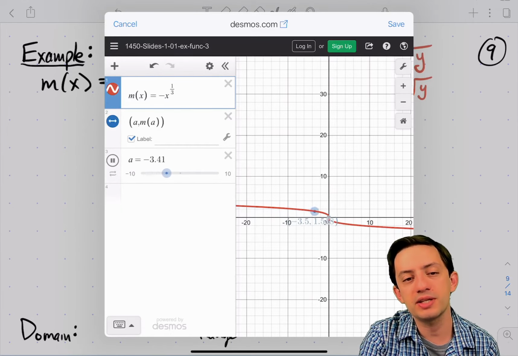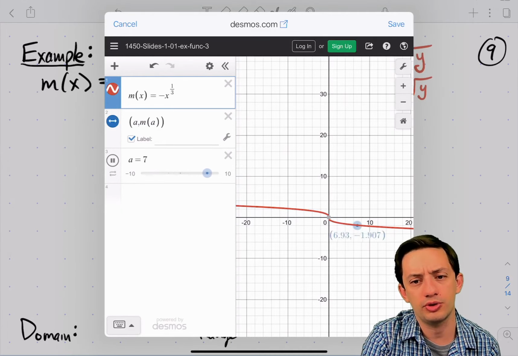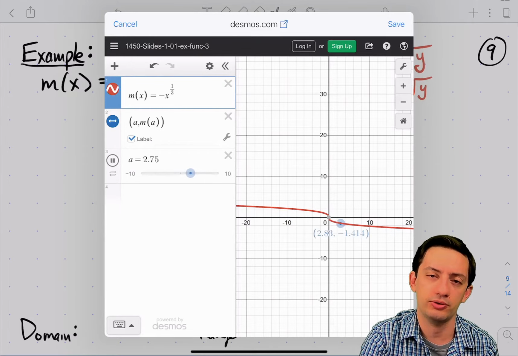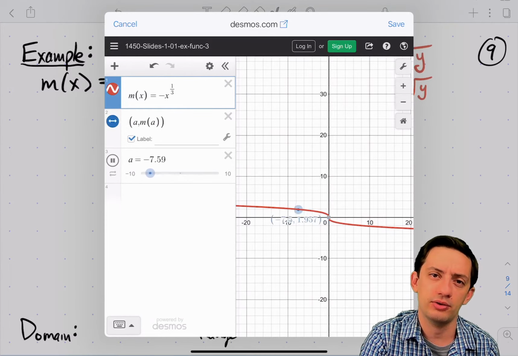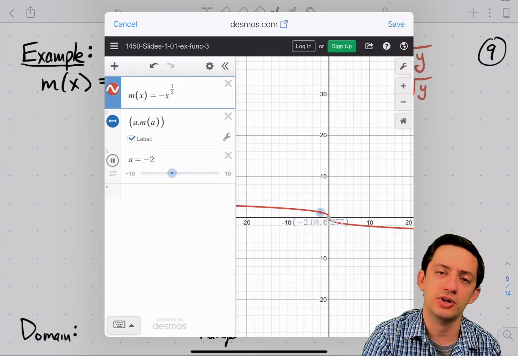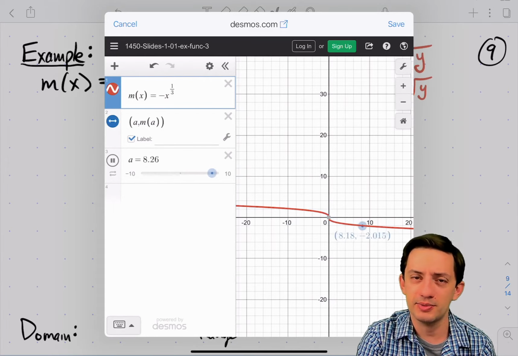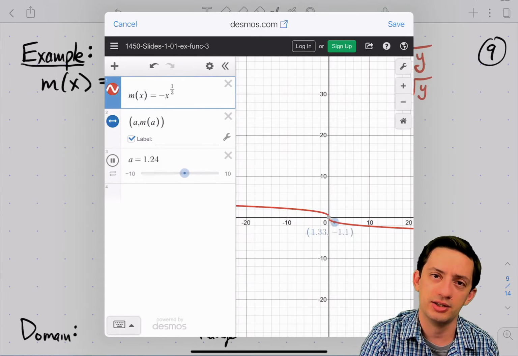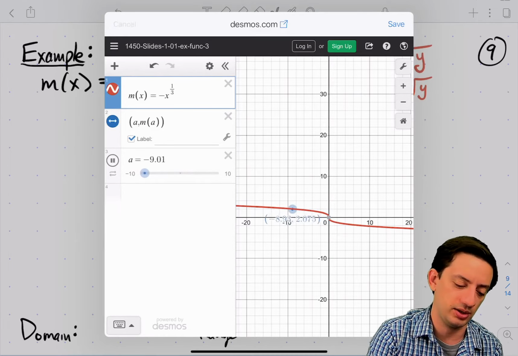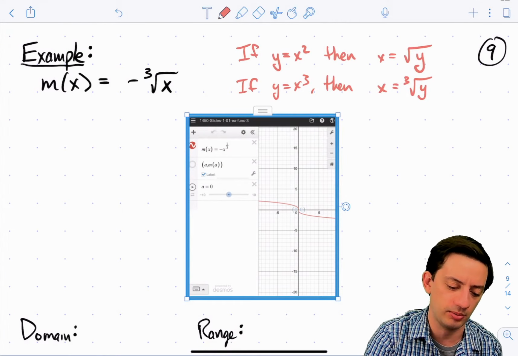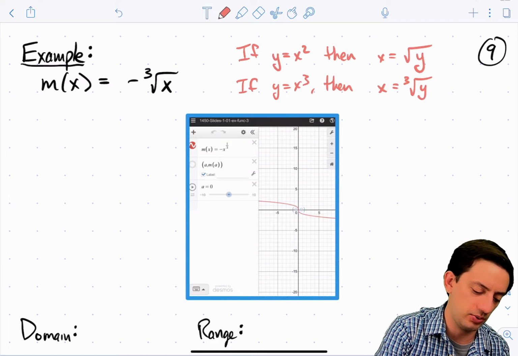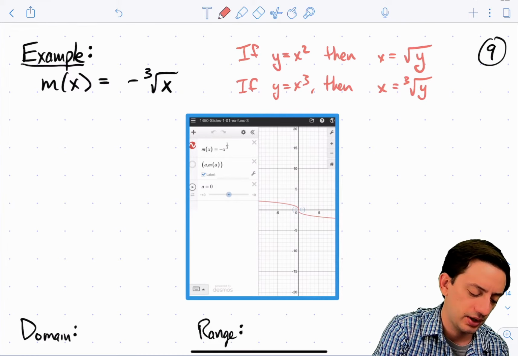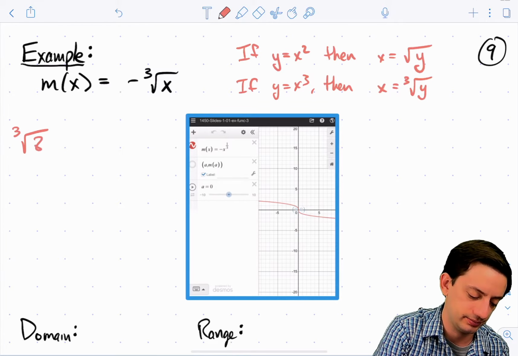Now, just based on the picture, it looks like we know what the domain is. It looks like the domain is all real numbers. Now, if you know about the square root, and well, I guess we just talked about the square root, in that case, we have to be careful not to take the square root of a negative number. But in this case, it doesn't seem we have a problem. So let me just remind you why that is. If you think about, let's say, what's the cubed root of 8?